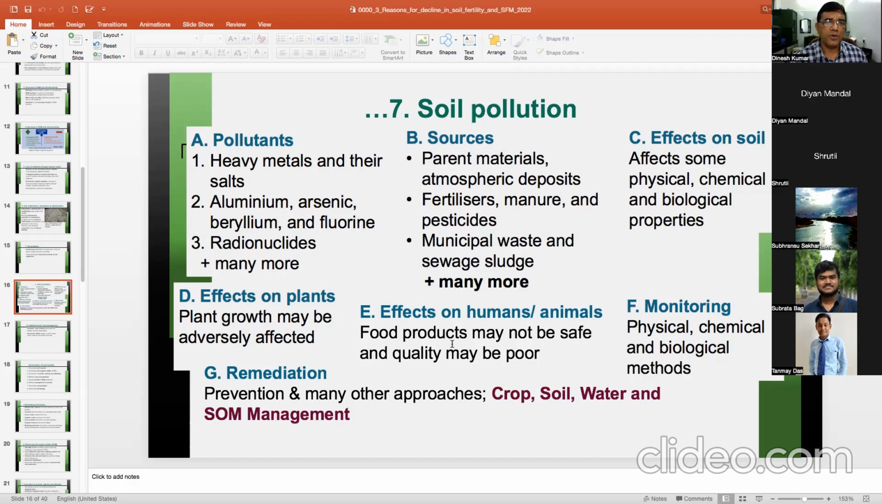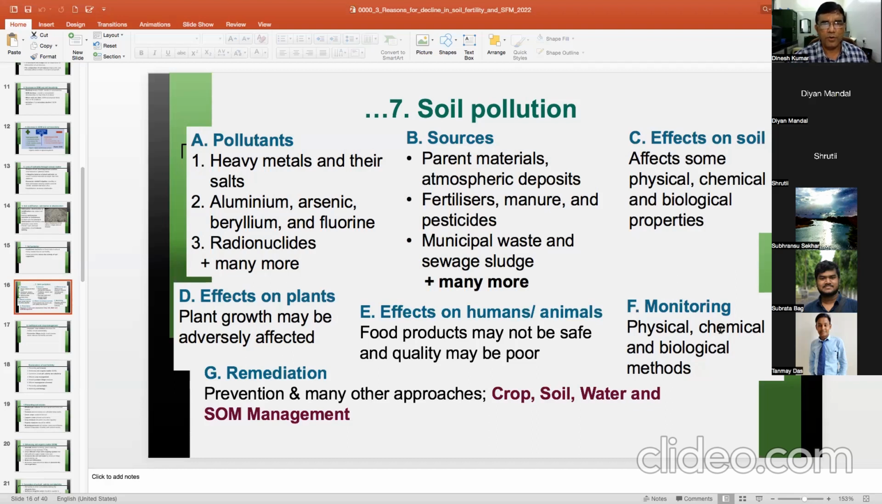Then what is required? Go for monitoring. Observe whether your soil has pollutants, what the level of pollution is, and what the pollutants and sources are, so that preventive measures can be adopted. So monitoring is necessary, using physical, chemical, and biological methods. A number of methods are available to see the status of pollutants in the soil. So monitoring is required. And finally, remediation.